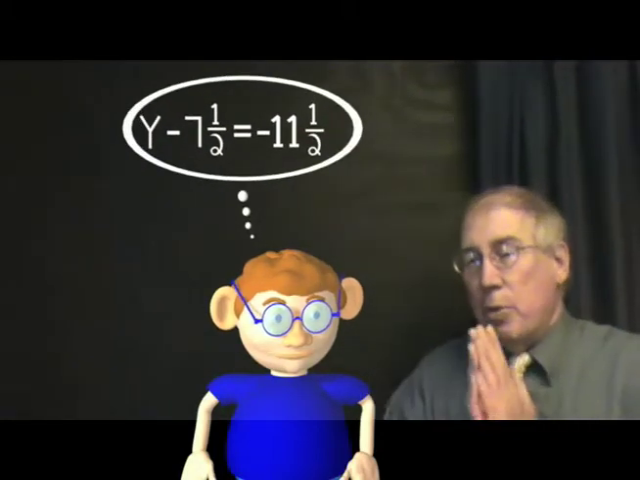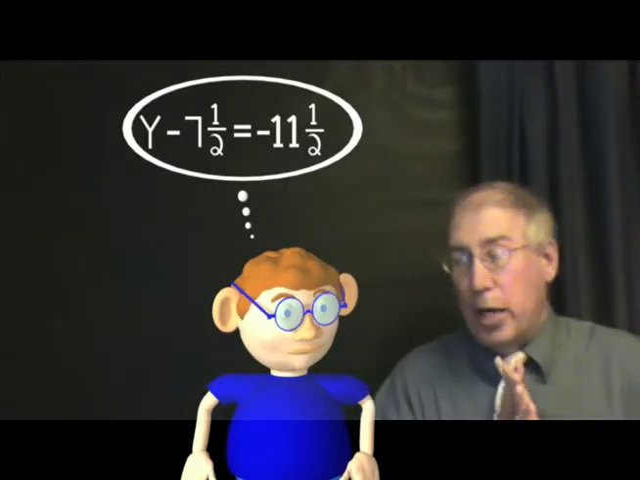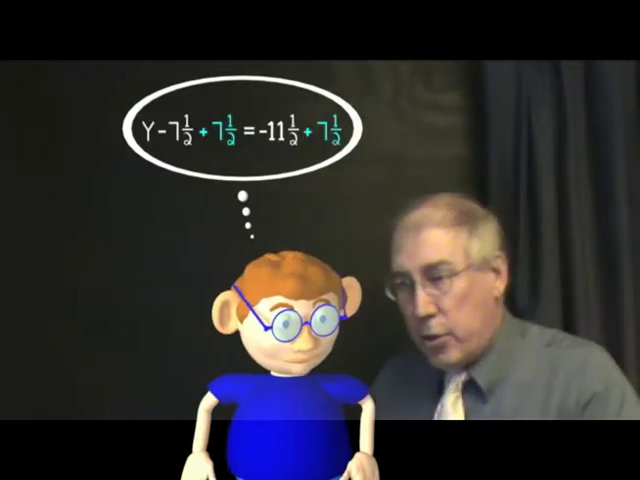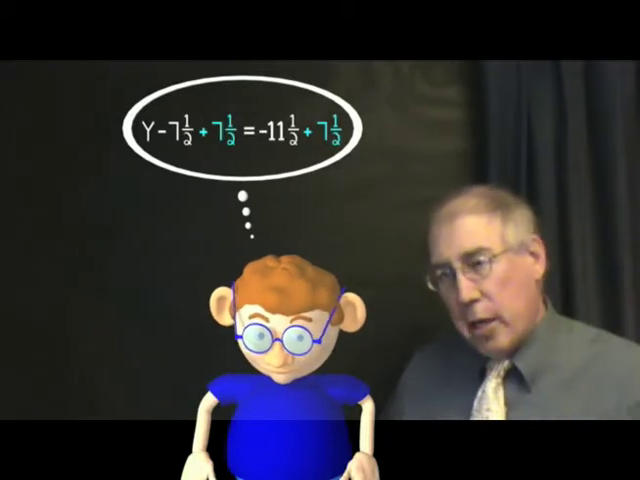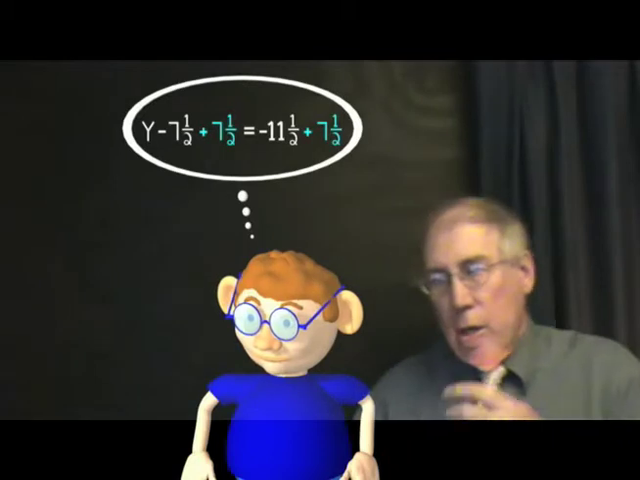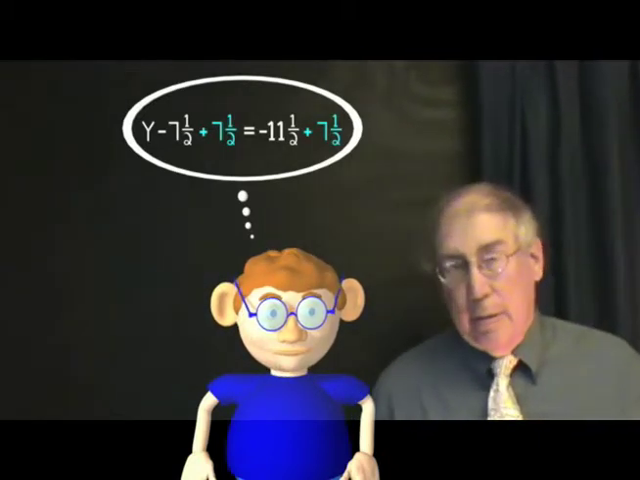All right, in this case, we want to add 7.5 to both sides, and so on the left side, we'll get a y. On the right-hand side, now we've got a negative 11.5 and a 7.5. We can subtract those, and we'll get a negative 4.